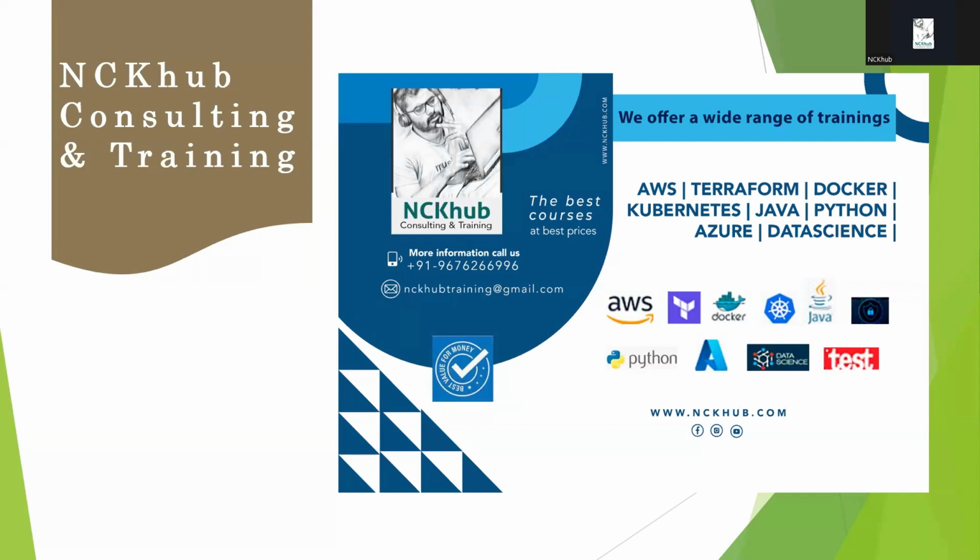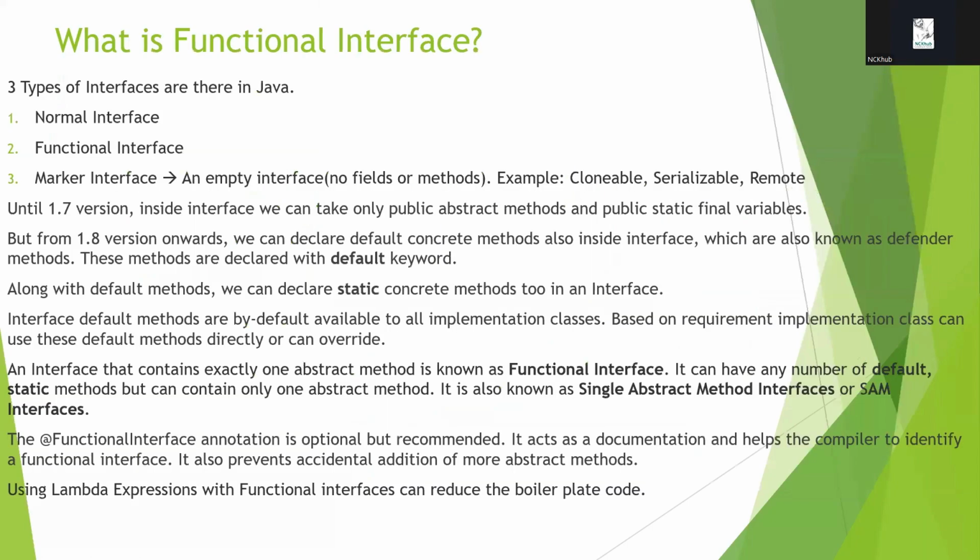As part of our Java 8 playlist, in this video, we will be discussing functional interfaces in Java 8. So, how many types of interfaces are there in Java? There are three types. What are they? Normal interface, functional interface, and marker interface.